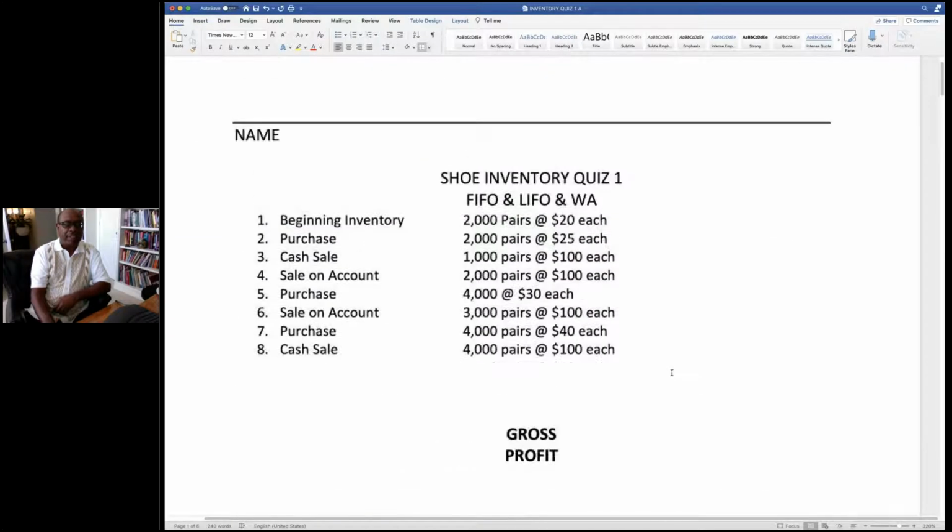Okay, with that, let's do journal entry 4. So we just add one more journal entry, sale on account. Is everybody up to date on the first three? Any other questions on journal entries 1, 2, and 3?